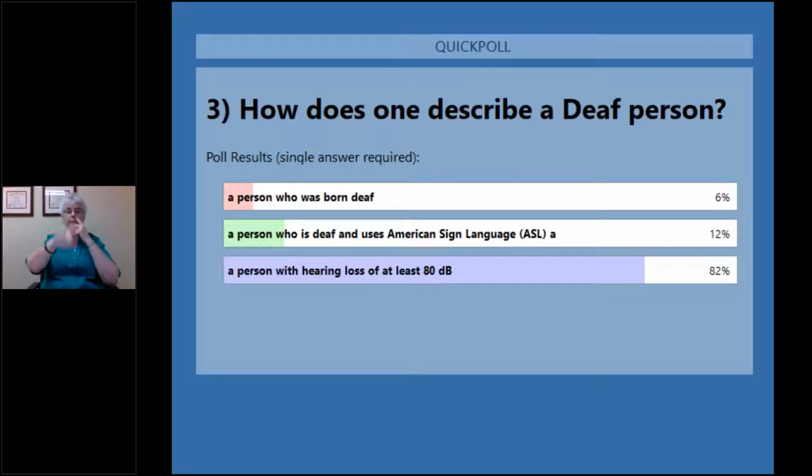Sure. Poll results. So it looks like most people picked that third option with the hearing loss of at least 80 decibels.